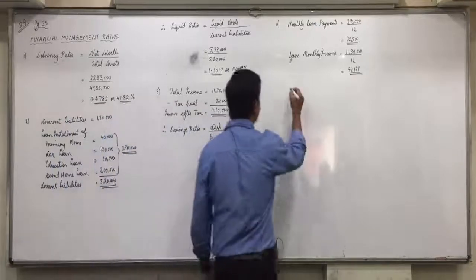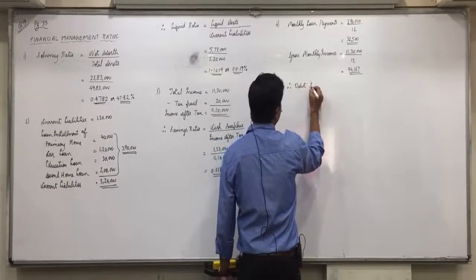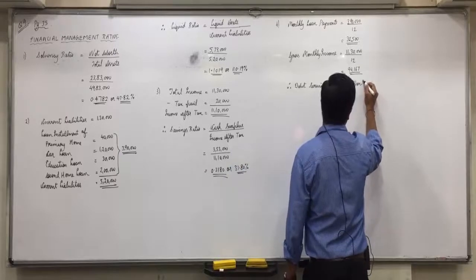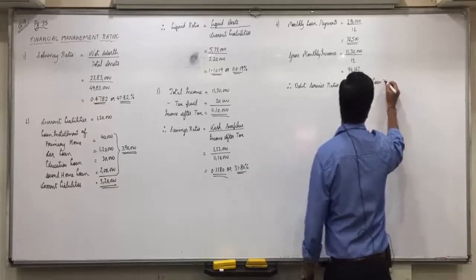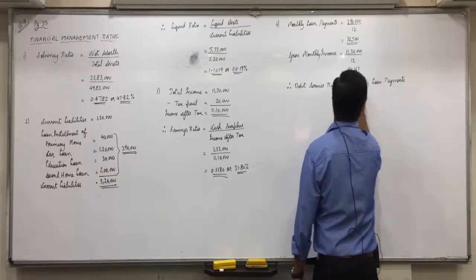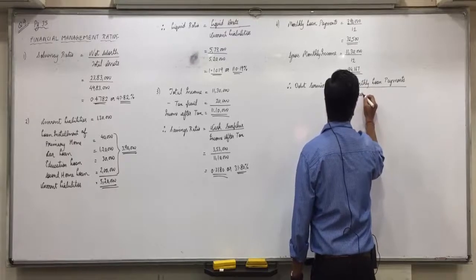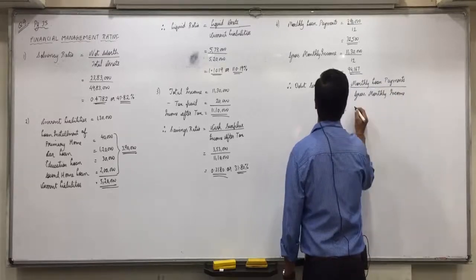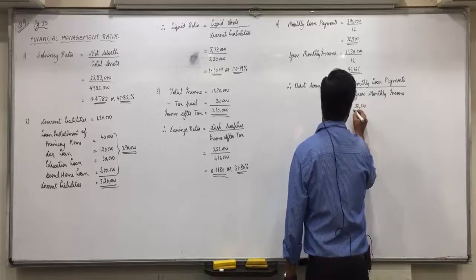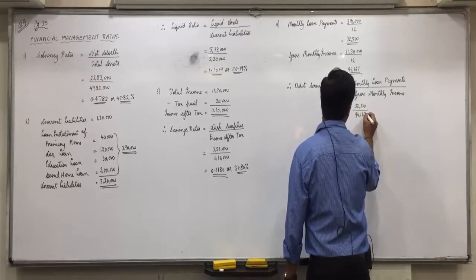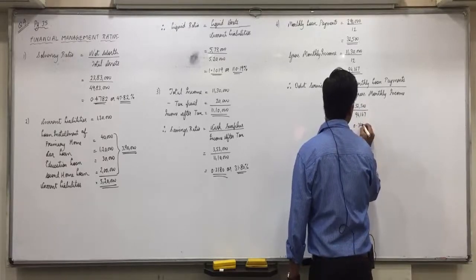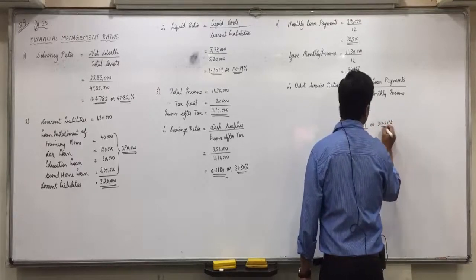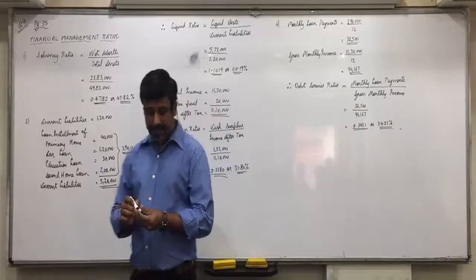Now we can find the debt service ratio. Therefore, debt service ratio is equal to monthly loan payments divided by gross monthly income. Monthly loan payments 32,500 divided by gross monthly income 94,167 is 0.3451, or 34.51%. Is everyone clear with this question?